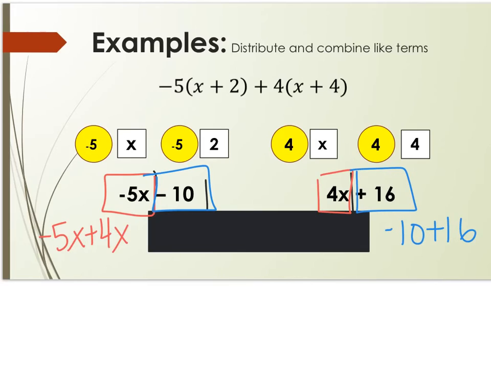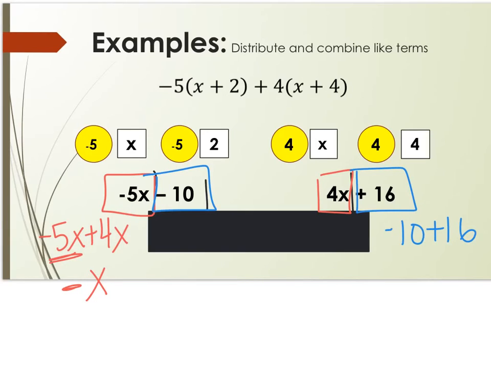When you combine the x's, you have a negative and a positive, so different signs subtract. 5 minus 4 is 1. Bring down your x, and the 5 was bigger, so it will be a negative x. We don't need to write the 1 since it's just 1x.